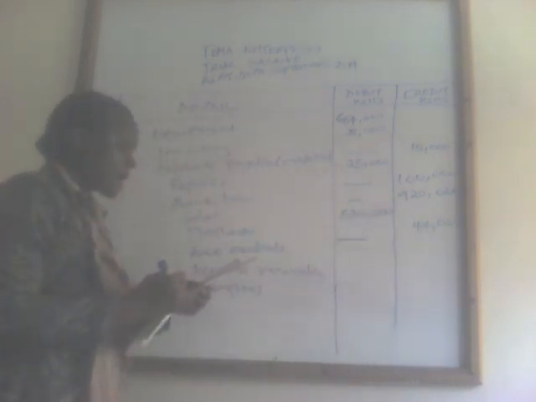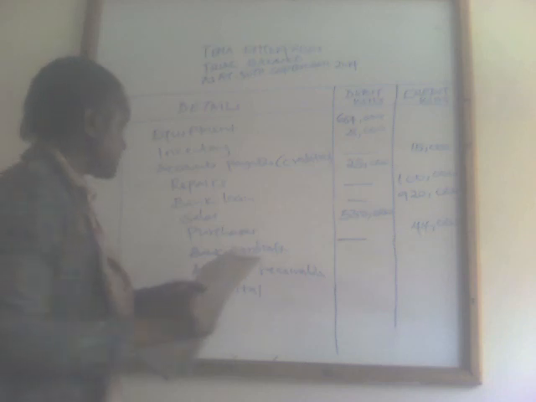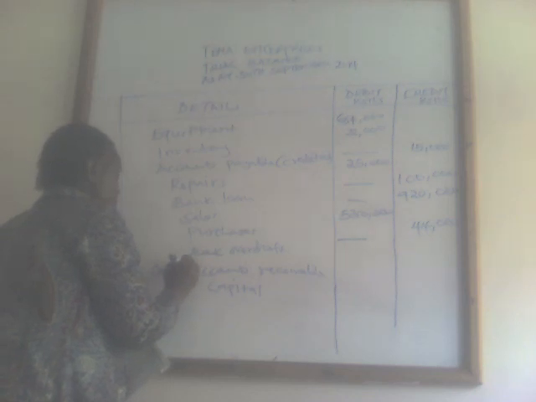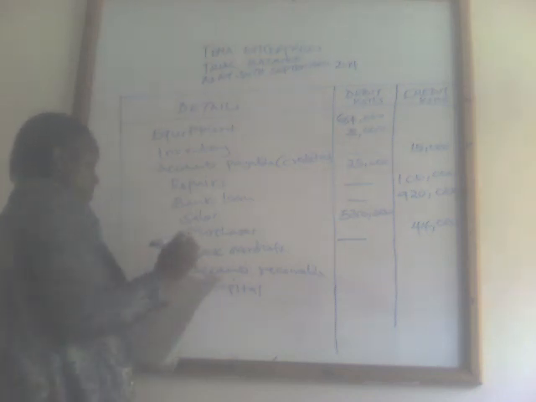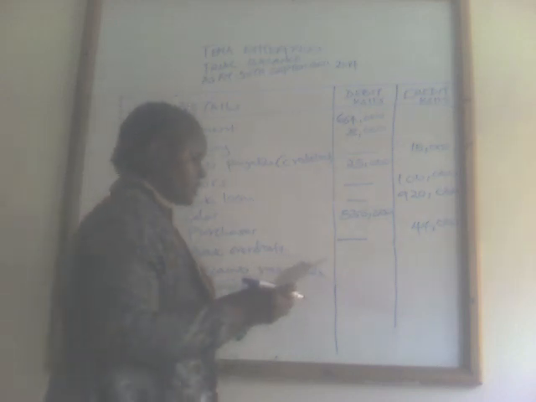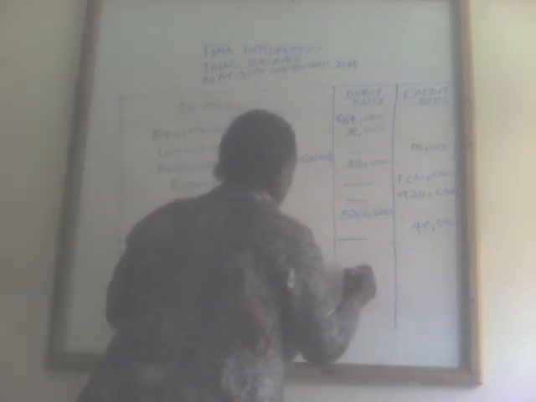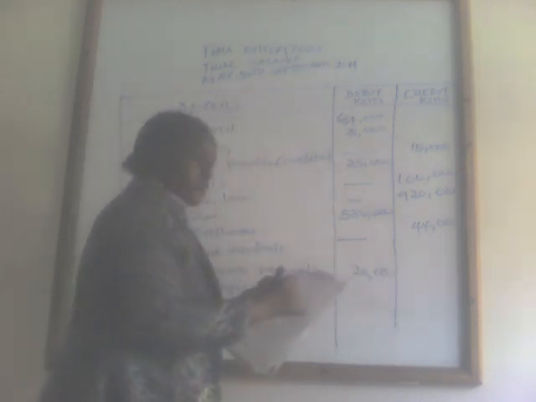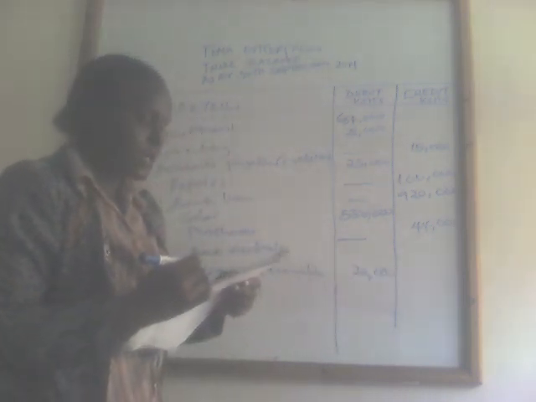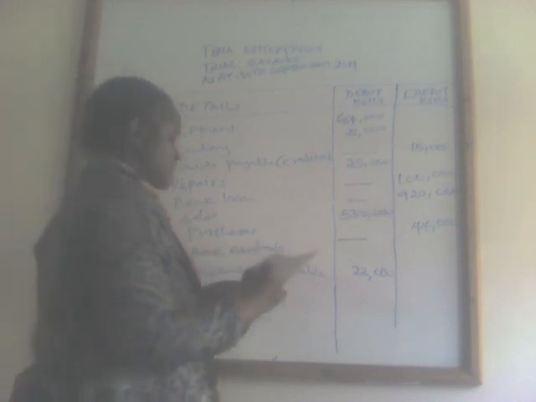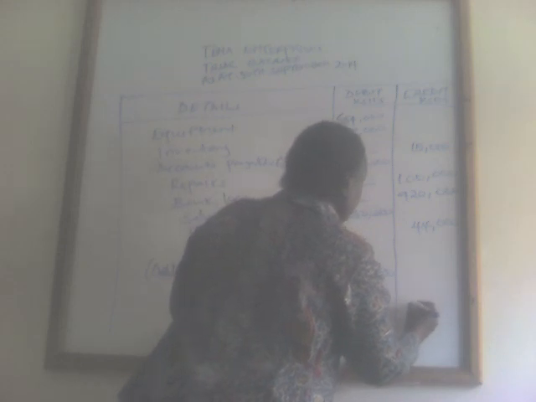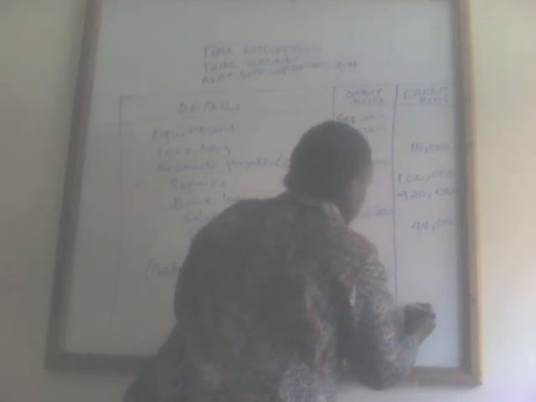You have accounts receivable, these are debtors. Accounts receivable are debtors. So debtors are assets, we debit 22,000. Then we have capital, which is a special liability, we credit 180,000.